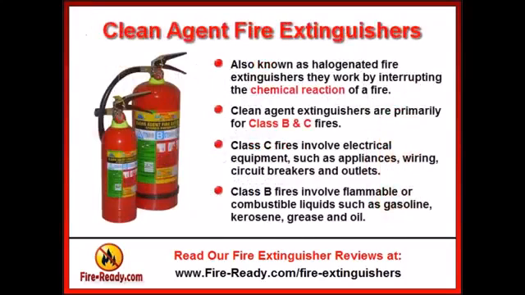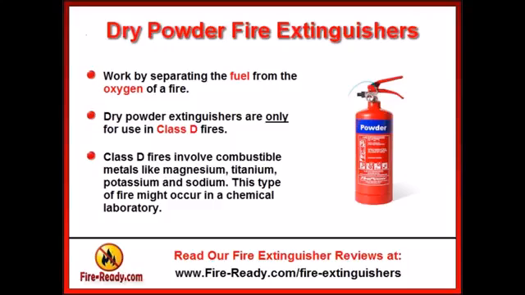Clean agent or halogenated fire extinguishers work by interrupting the chemical reaction of a fire. Clean agent extinguishers are primarily for Class B combustible liquid fires and Class C electrical fires. And finally, dry powder fire extinguishers work by separating the fuel from the oxygen of a fire. These are only for use in Class D fires that involve combustible metals like magnesium, titanium, potassium, and sodium.